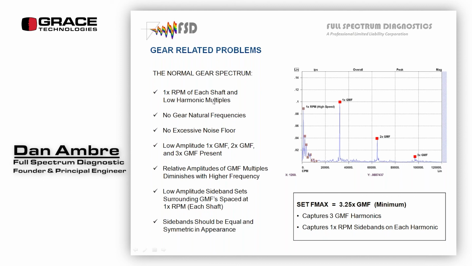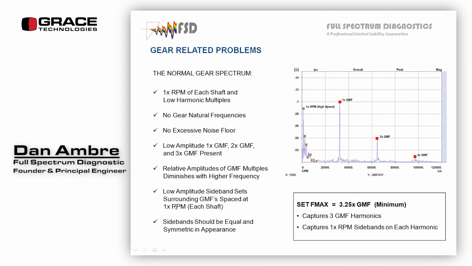Each shaft will have low harmonic multiples of the turning speed. No gear natural frequencies. You might confuse a gear mesh with a natural frequency, but they'll show up anywhere. If you know the tooth counts, you know where the gear mesh frequencies are. No excessive floor noise, low amplitude 1, 2, and 3 times gear mesh. Relative amplitudes diminish at higher frequencies, which they do.